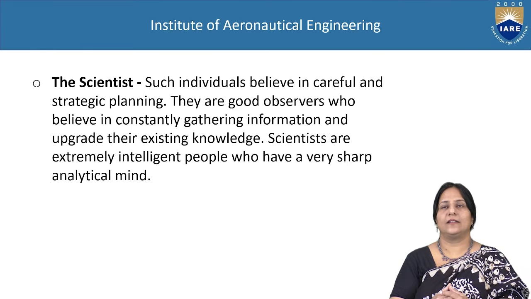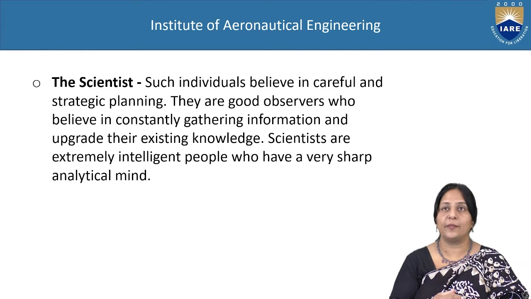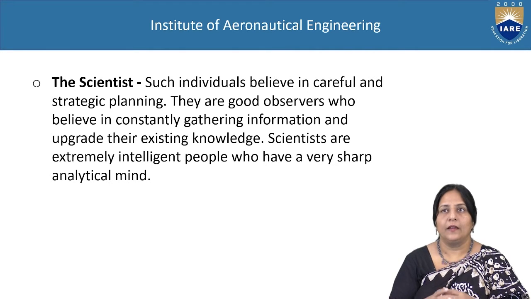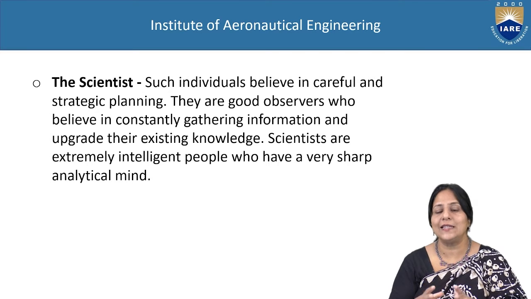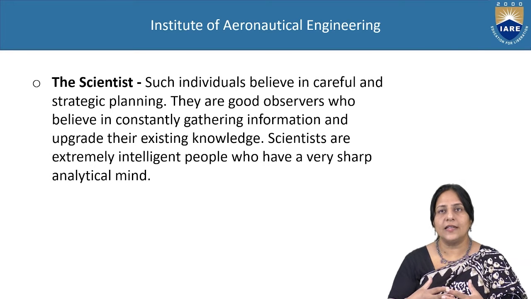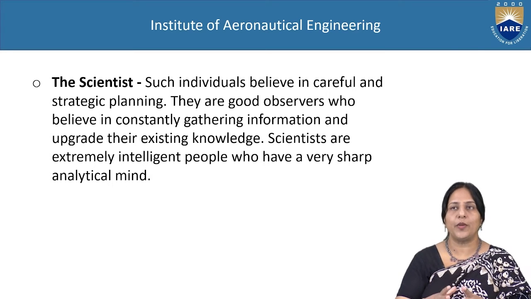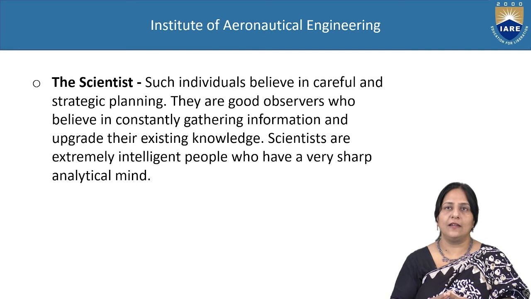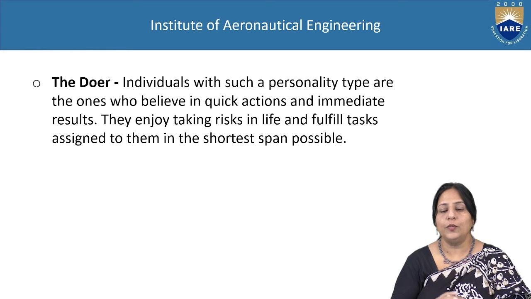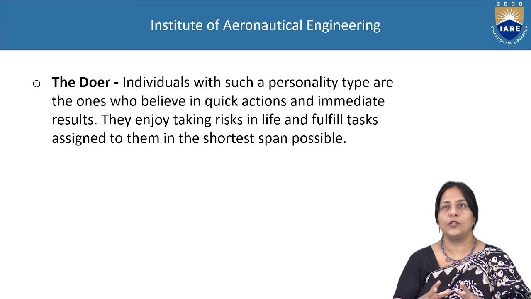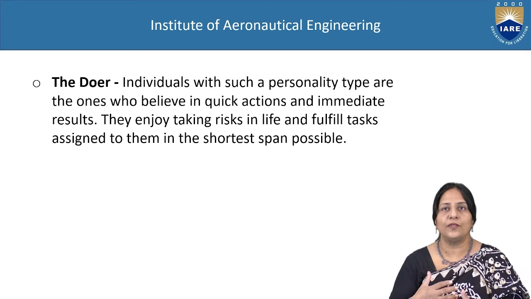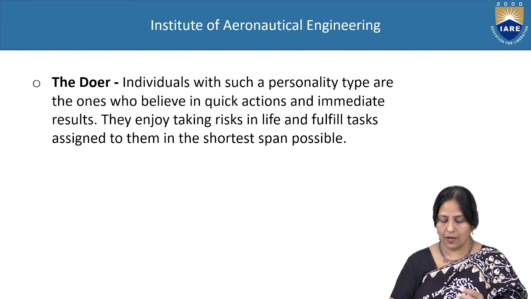The scientist is a different personality from the mechanic. Such an individual believes in careful and strategic planning. They are good observers who believe in constantly gathering information, and they upgrade their existing knowledge. Scientists are extremely intelligent people who have a sharp analytical mind. This is another type of personality, the doer. Individuals with such a personality type believe in quick actions and immediate results. They enjoy taking risks in life and fulfill tasks assigned to them in the shortest span possible.